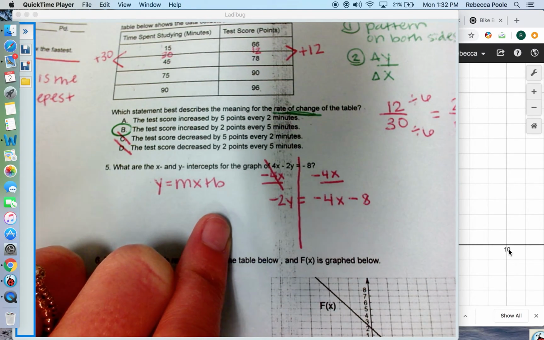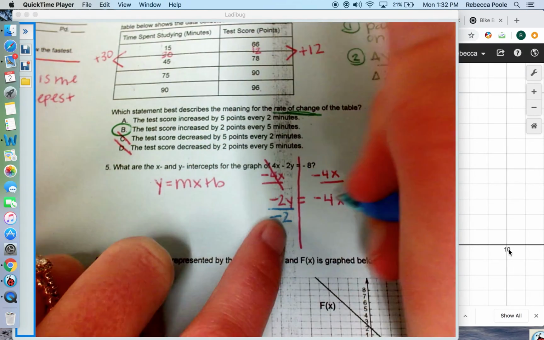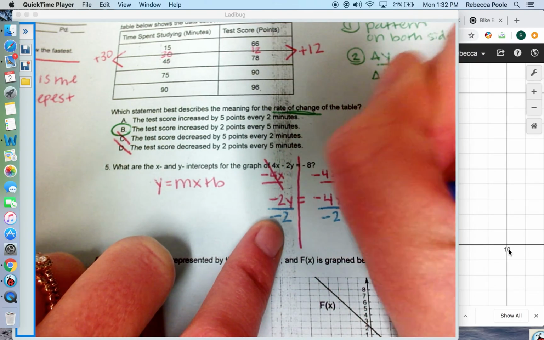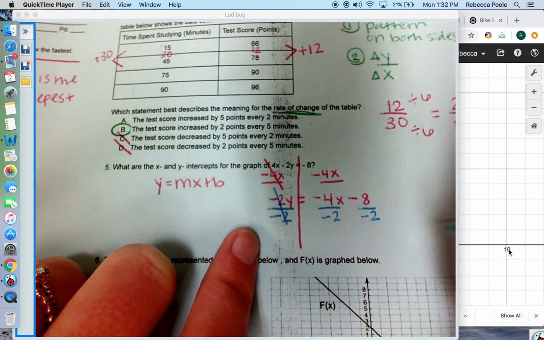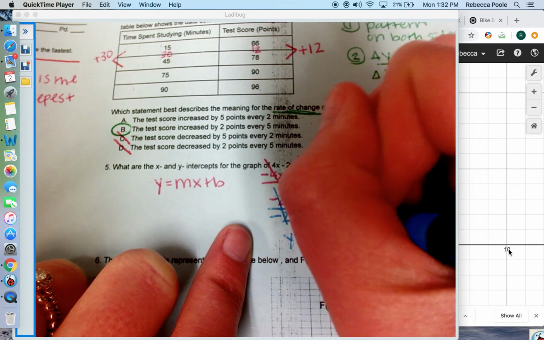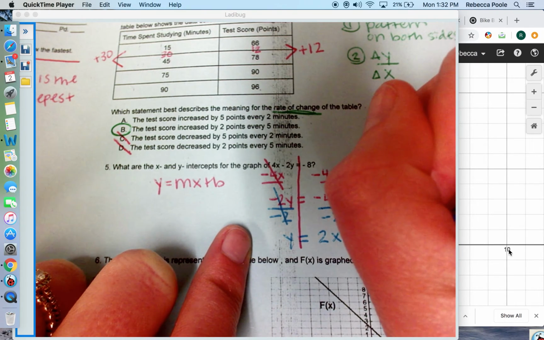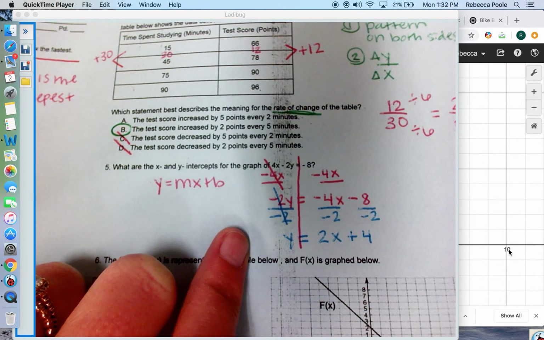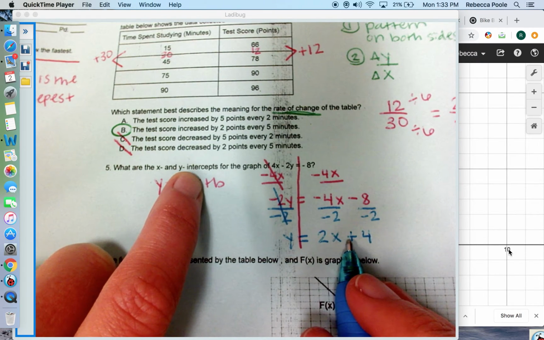Okay, so the only thing you have left to do now is divide by this negative 2 that was touching the y, because remember, if they're touching, they're multiplying. The opposite of multiply is to divide. So this is going to be y equals negative 4 divided by negative 2 is positive 2x. Negative 8 divided by negative 2 is going to be positive 4. And this is my line that I'm trying to find the x and y intercepts for.